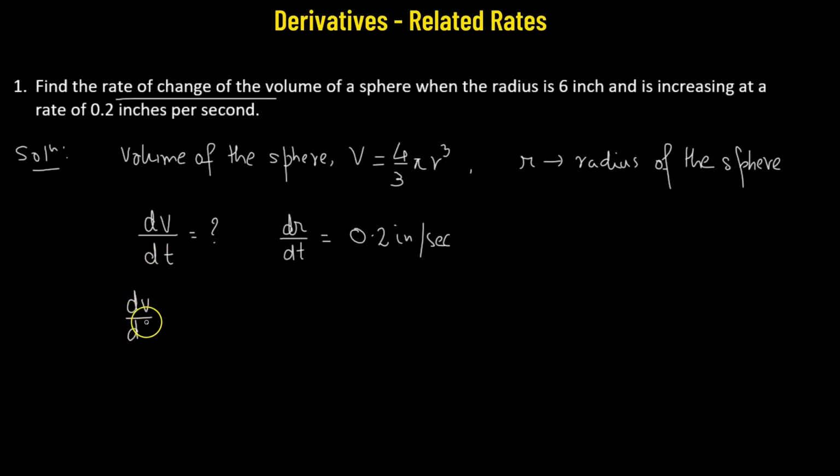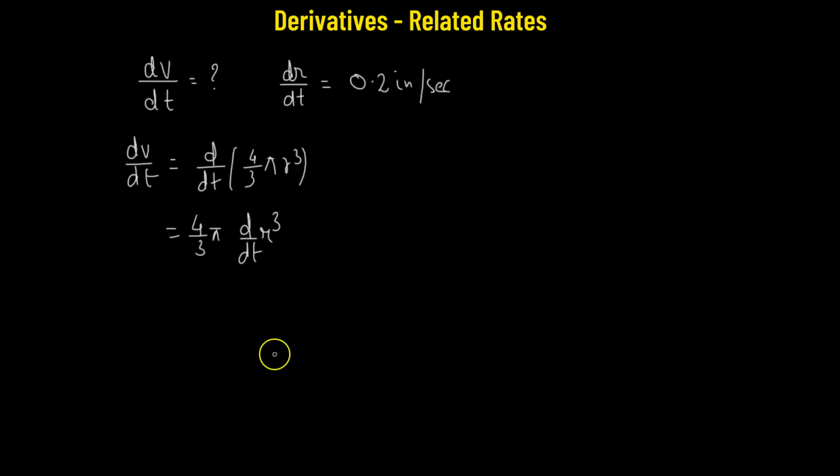So we have dV/dt. This will be equal to d/dt of volume. So our volume is 4/3 of pi r cubed. 4/3 of pi is a constant, so we have taken it out of the derivative. All we need to do is find the rate of change of r cubed. Now in order to find the rate of change of r cubed, all we need to do is use the power rule.